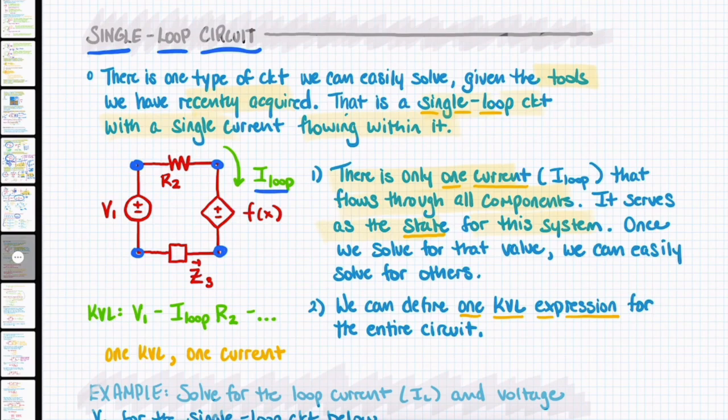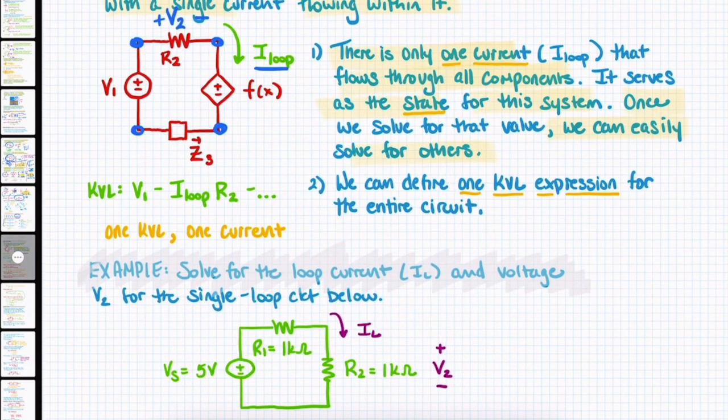So once we solve for that value, that I loop current, we can easily solve for pretty much everything else, right? We can get the voltage here, V2, by simply using Ohm's law. Now, the nice thing about the single loop circuit is that we can use one KVL expression to describe the entire circuit. And we can use that one KVL expression in order to solve.